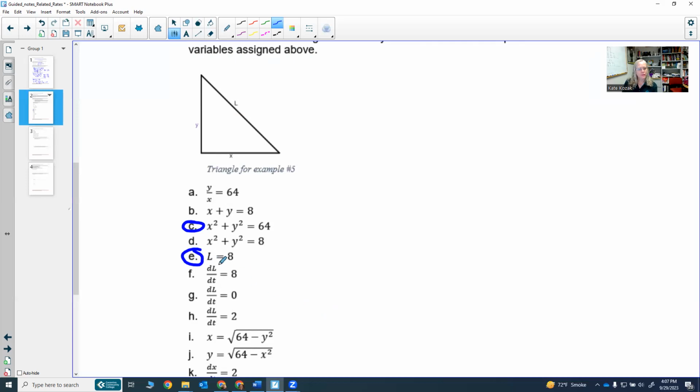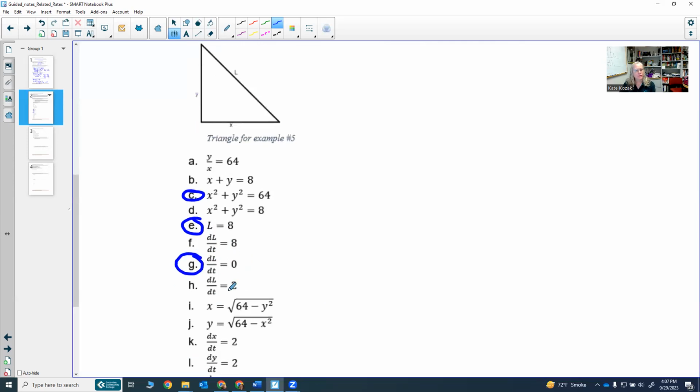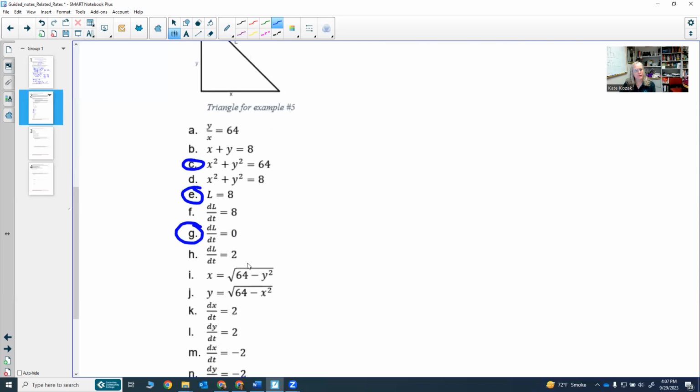F says the derivative of L with respect to T equals 8. Well, that would be saying the length is changing, but the ladder's length isn't changing. So the derivative of length over time is not going to equal 8. G is the derivative of L over time is equal to 0. And that is true because the length is not changing, so its derivative should be 0. H is the derivative of L over T is equal to 2. And again, the length is not changing, so that can't be it.